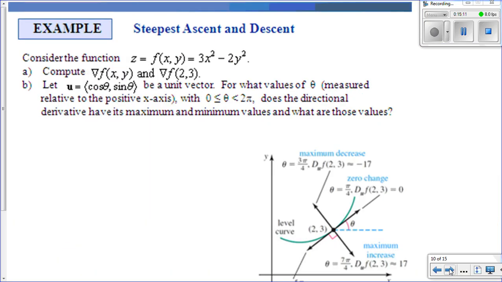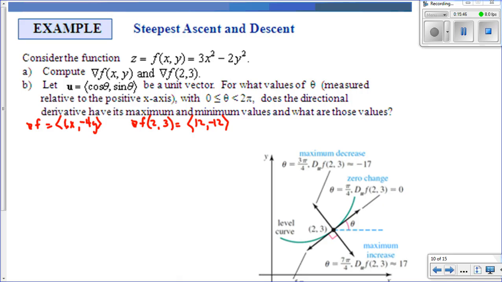Okay, considering this function, compute the gradient and the gradient at the point 2, 3. So the gradient for this function would be 6x minus 4y. So the gradient at 2, 3 would be equal to the vector 12, negative 12.